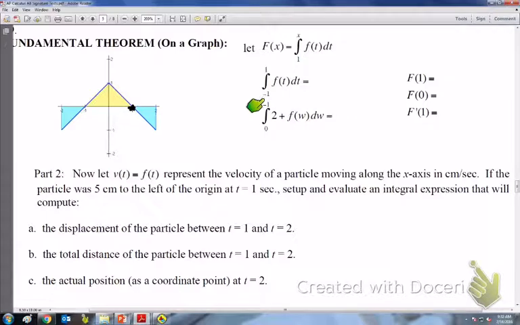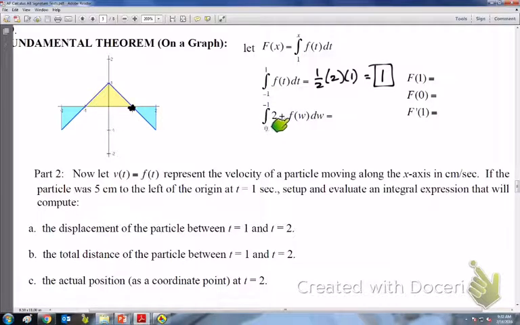So the first one says, what is the integral from negative 1 to 1? Notice that negative 1 to 1 has the smaller number on the bottom and the bigger number on top, which means we're going to have a positive area. So we're just going to add up the area between negative 1 and positive 1. That's this yellow region right here. It has a base of 2 and a height of 1. So the area of that triangle would be 1/2 times base times height, which ends up being 1. So the integral from negative 1 to 1 of f of t dt would be 1.